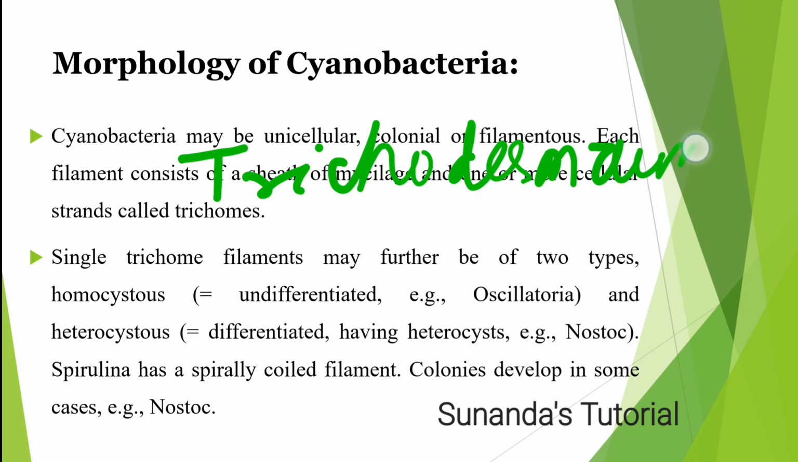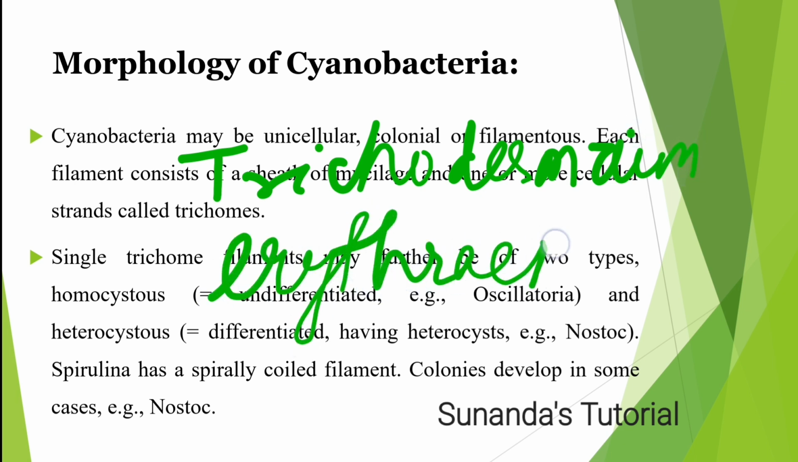Trichodesmium erythraeum. In this, the red pigment, that is C-phycoerythrin, predominates, and this species mainly grows in the Red Sea, and it is typically responsible for the red color of the water of the Red Sea. The Red Sea appears red because of this species of blue-green algae or cyanobacteria.